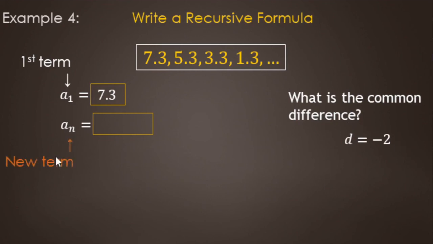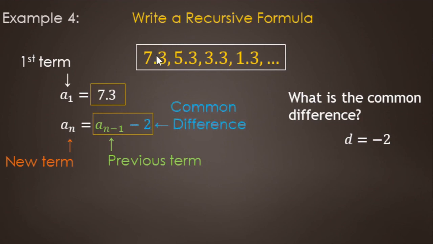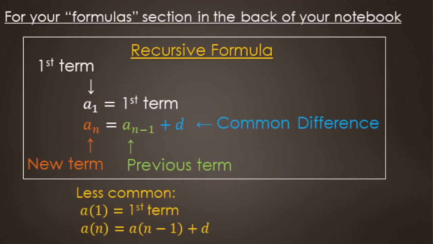So for our new term, we got to take the previous term or the last term, and that's how we write that. And what are we doing to the last term? Well, we're going to subtract 2. So we start with 7.3, and then to find this one here, subtract 2 from the previous term. To find the 1.3, we had to subtract 2 from the previous term, which was 3.3. So that's the way this formula works. And again, it's the notation that makes it sticky on our brains.